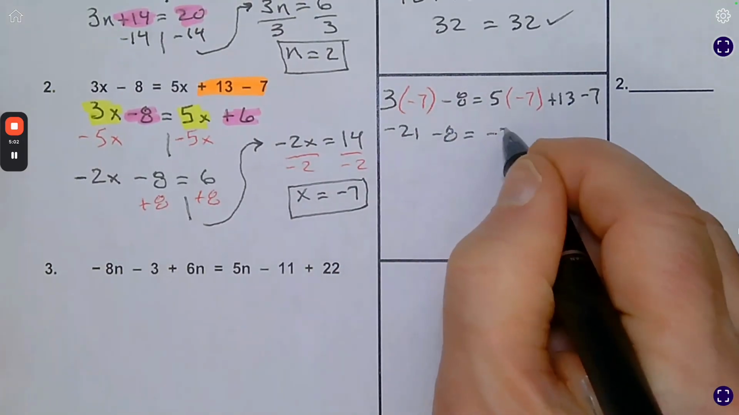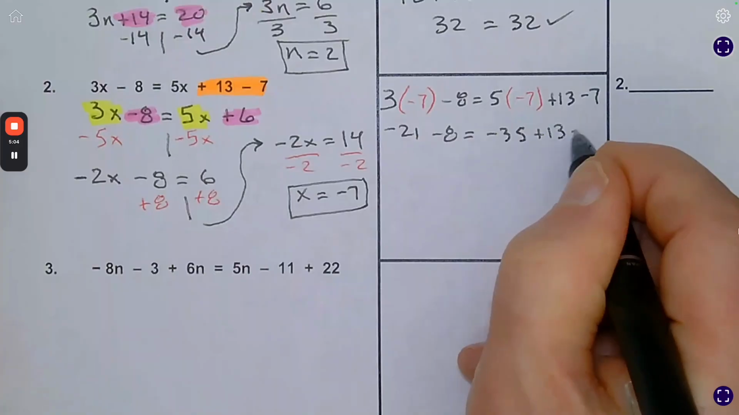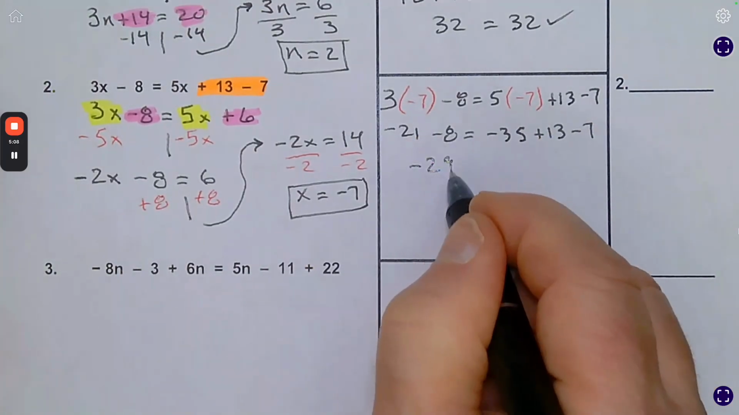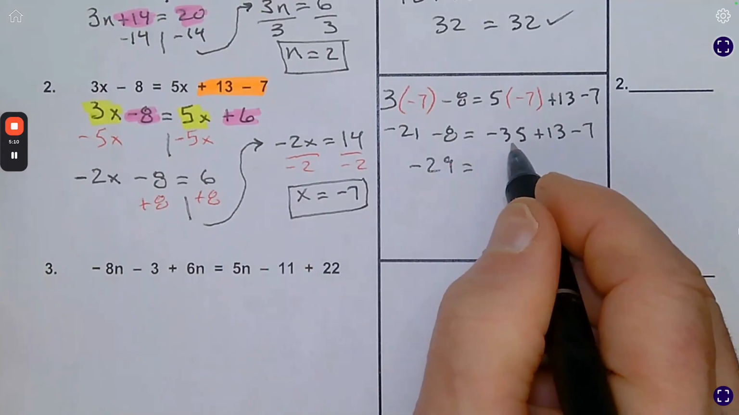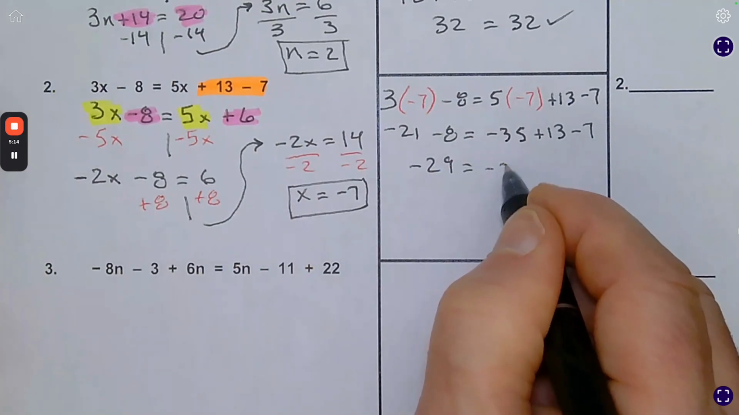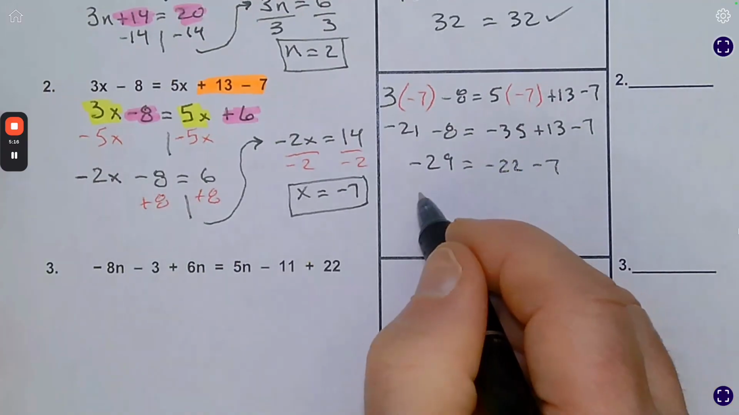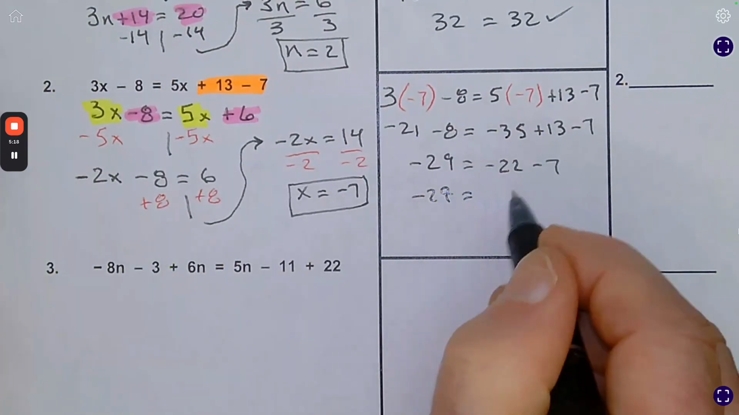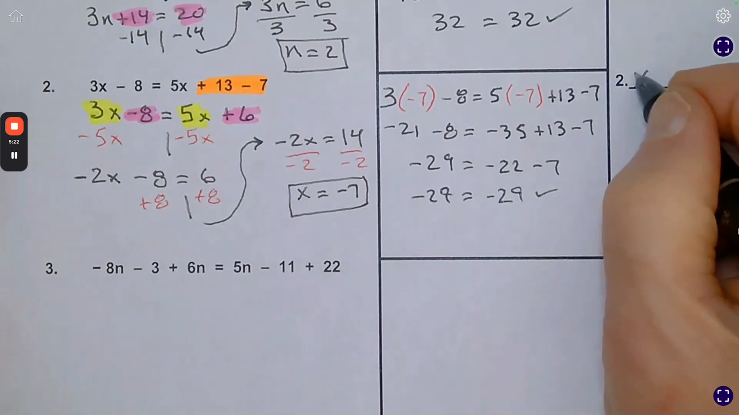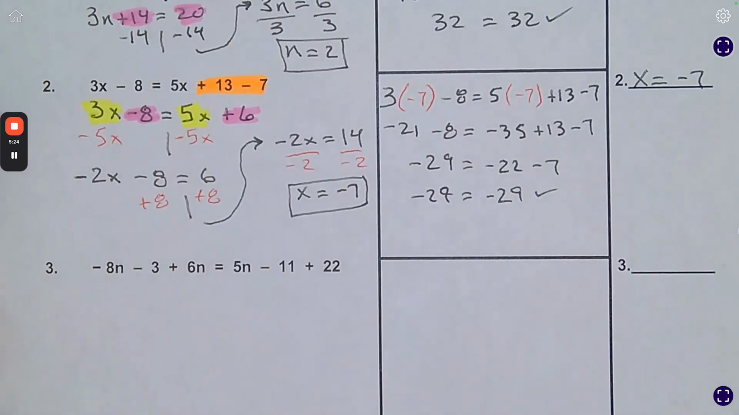Simplify the right, multiply those together, so I'm performing the order of operations, add those up. This equals negative 35 plus 13 is negative 22. And then combine the rest here, and you get negative 29. Check. So I'm going to write it. X equals negative 7. Let's go.